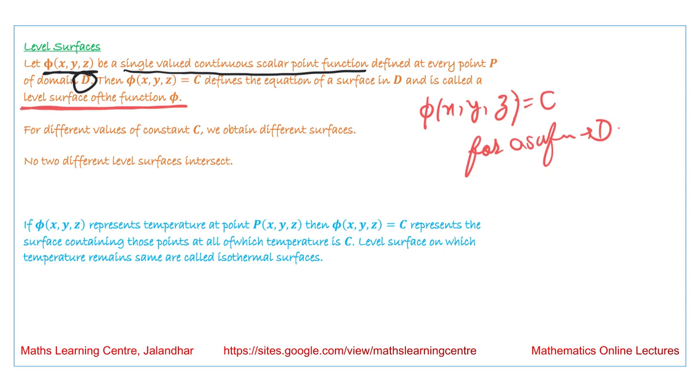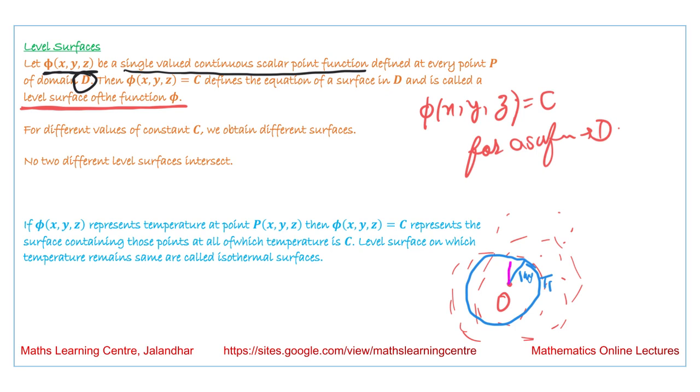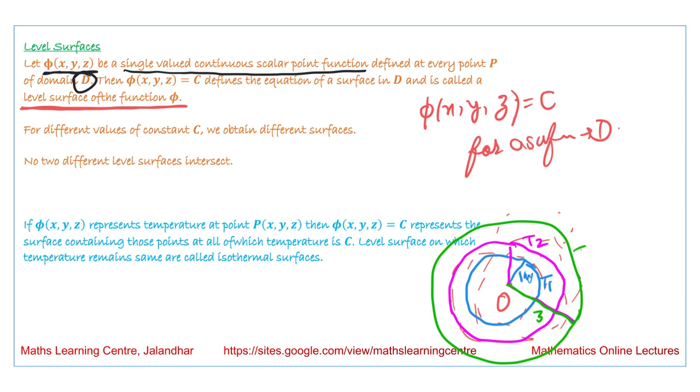Suppose this is the point, say O, and the temperature is being marked at different points around this point O. At a distance of say 1 unit, the temperature at all the points is T1. At a distance of say 2 units, the temperature at all the points is T2. At a distance of say 3 units, the temperature at all the points is T4.